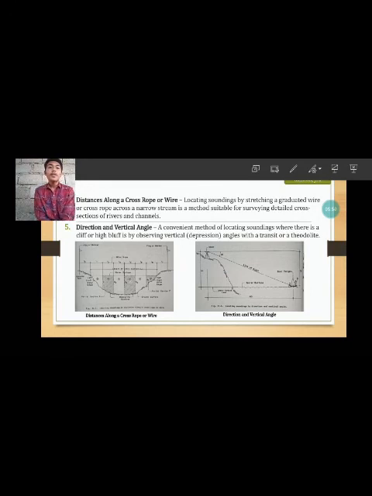5. Direction and vertical angle. A convenient method of locating soundings where there is a cliff or high bluff is by observing vertical or depression angles with a transit or a theodolite. So the advantage when locating soundings in an area where there is a cliff is that you just have to determine vertical angles by using a transit or a theodolite.